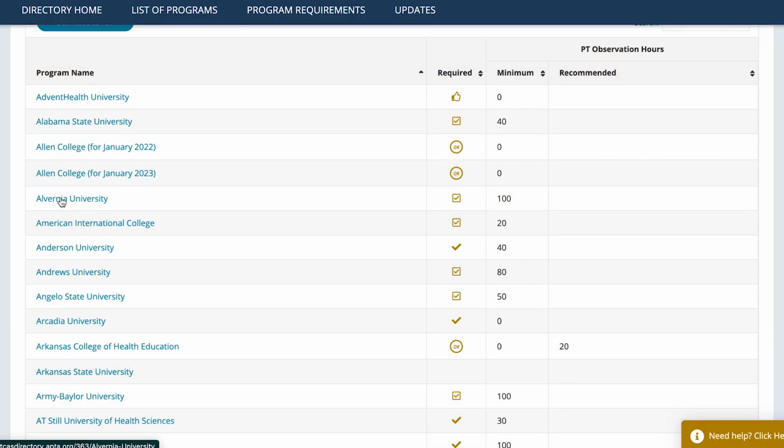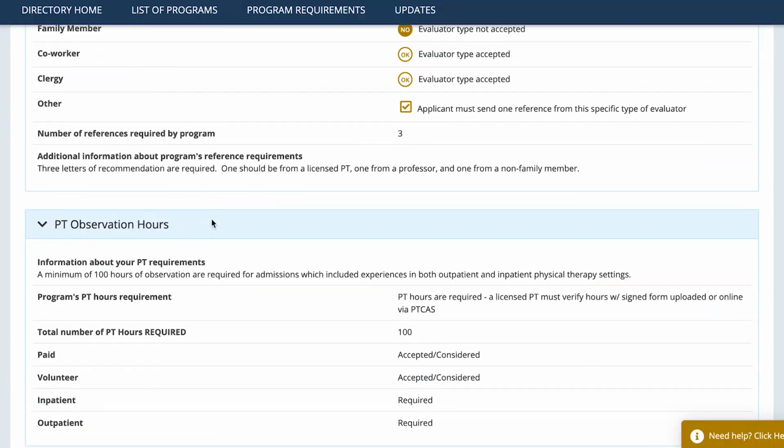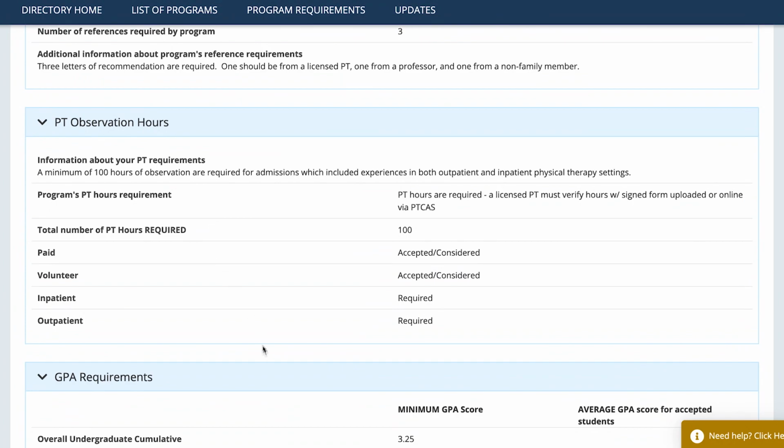So for example, if we look at Alvernia University, they require a total of 100 observation hours, but they need a combination of both inpatient and outpatient, right? So make sure you check this out.